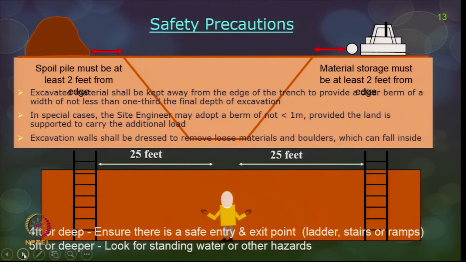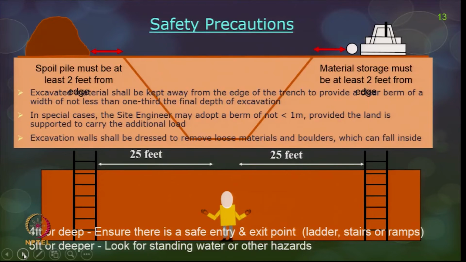Safety precautions. As I told you, the soil piles should be kept at least 2 feet away from the edge, on either side, and the material storage should also be at least 2 feet away from your edge. There is something called the 1 feet, 2 feet rule and so on. Let us talk about these safety precautions. It is easy for you to remember in terms of numbers. Excavated material should be kept away from the edge; always maintain a 2 feet distance on either side of the cut edges.